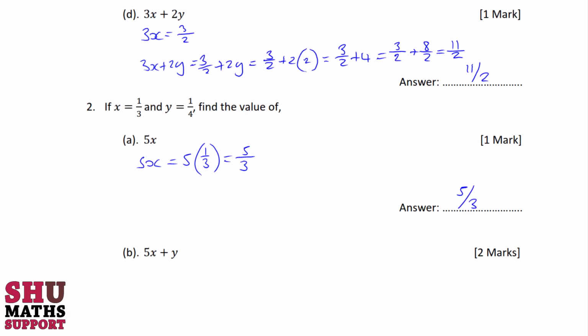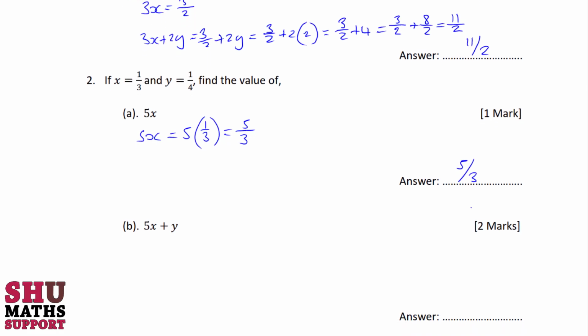And then the next question asks us to find 5x plus y. So we know what 5x is. 5x is equal to 5 over 3. So we have 5x plus y is equal to 5 over 3 plus y. And then the value of y is a quarter. So that means we have 5 over 3 plus a quarter.